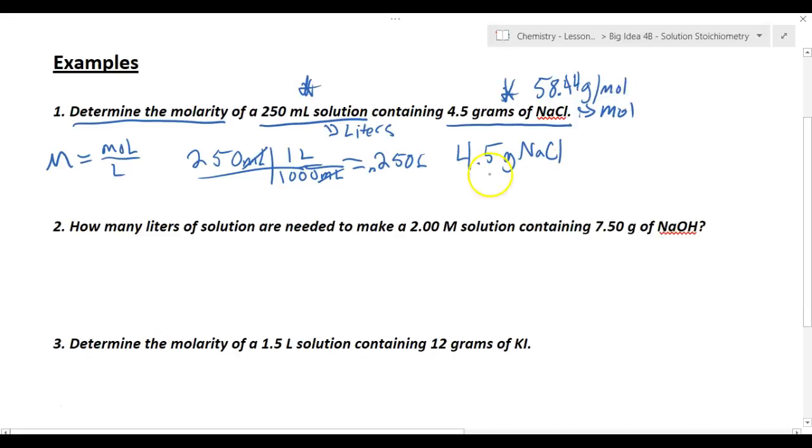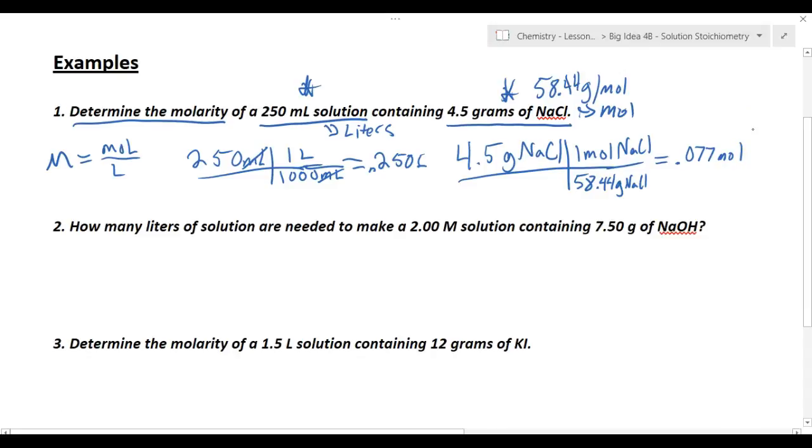If we want to put that in, we make our T-chart. We have 58.44 grams of sodium chloride in every 1 mole NaCl. We solve for that, and we end up getting 0.077 moles. Now we can stick it right into our equation.